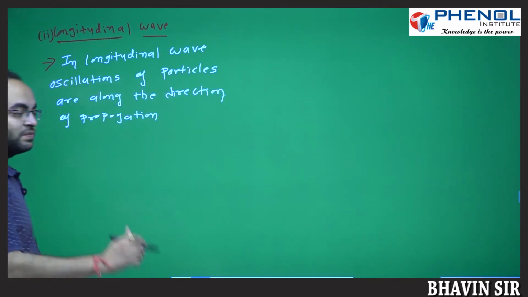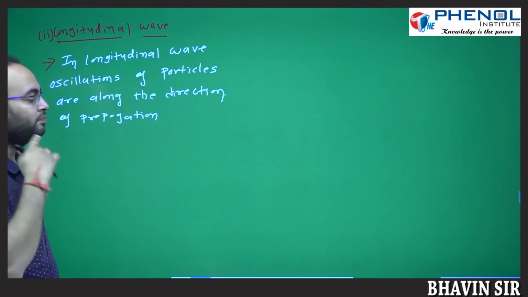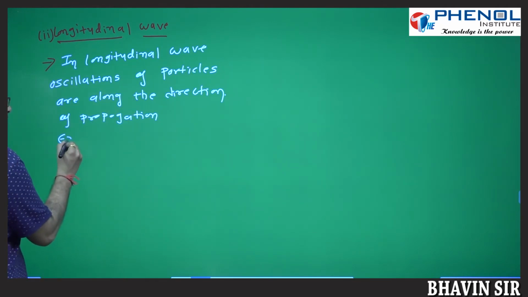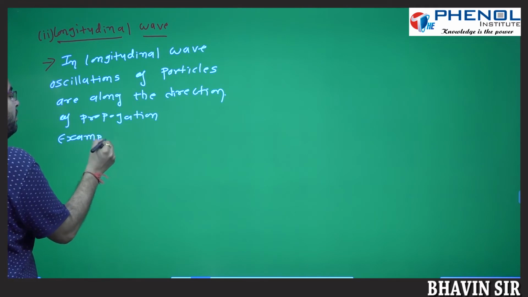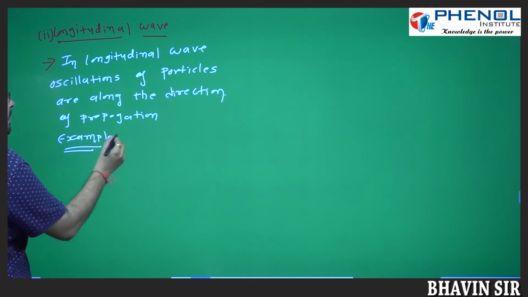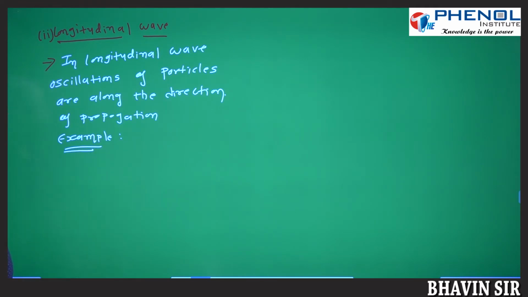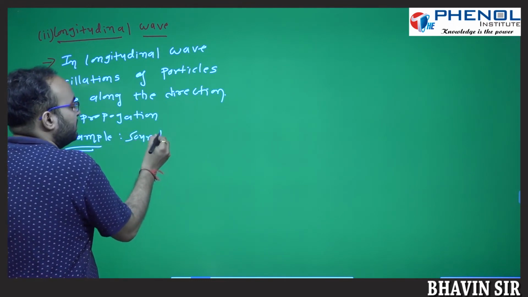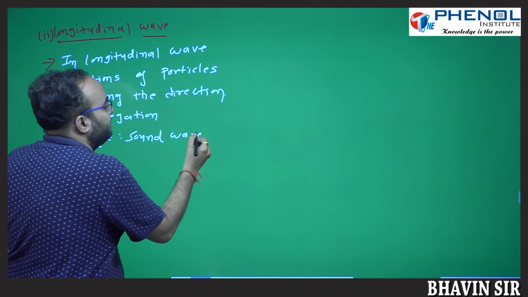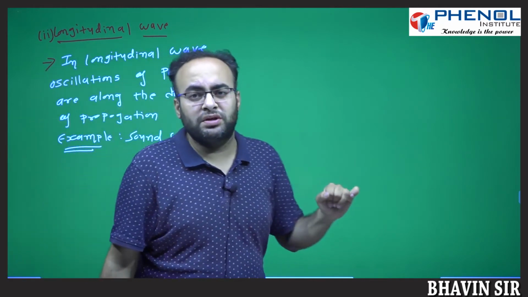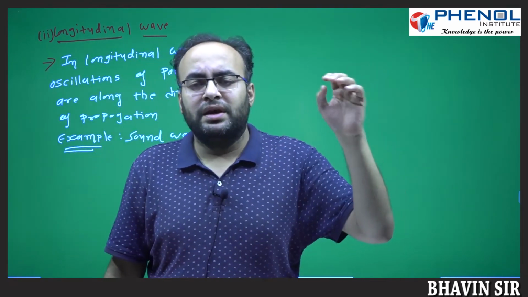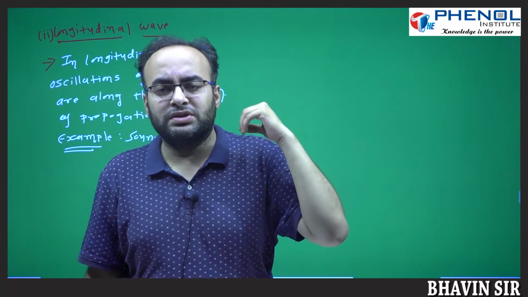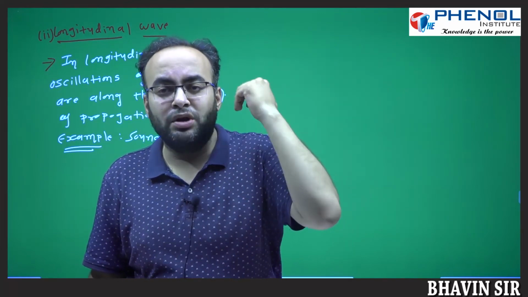Along the direction means with the direction of propagation. What are the examples? Sound wave. Sound wave is an example of longitudinal wave. In the case of sound wave, oscillations are along the medium, along the air.